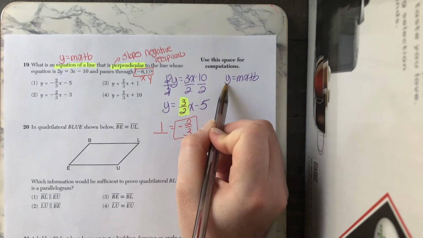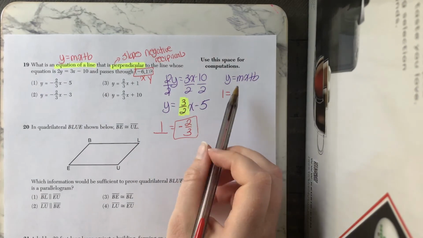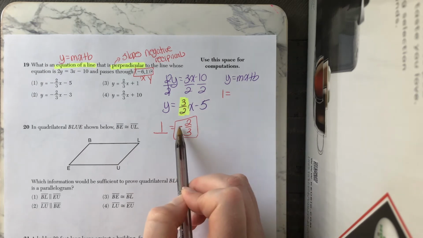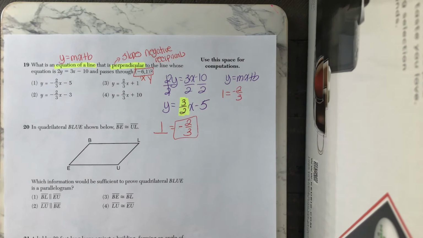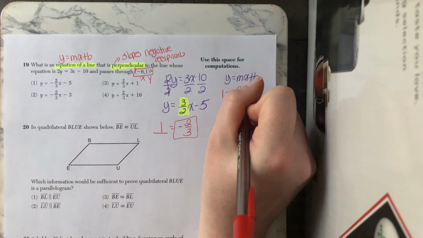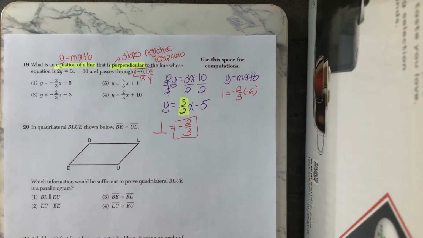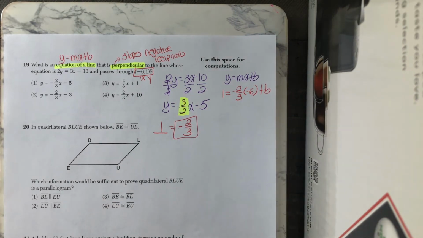So my y value is positive 1. So I have 1 equals, my slope, that m value, is negative 2 over 3 for my perpendicular line. And then my x value, well, the x was negative 6, so I'm just going to use parentheses when I plug that in. And then the b value is what I'm solving for right now. It's the only variable that I don't know.